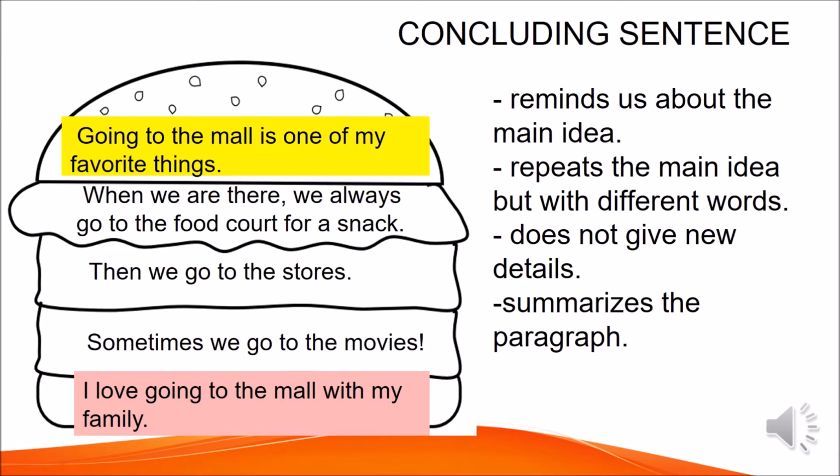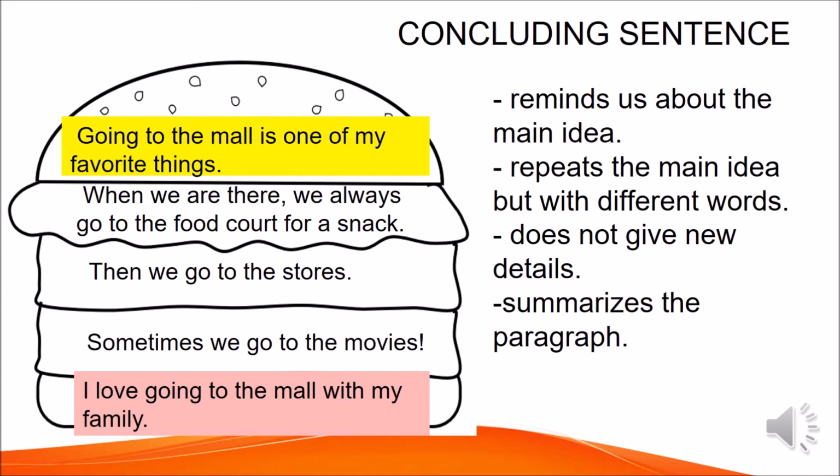The last part of a paragraph is a concluding sentence. A concluding sentence reminds us about the main idea. It repeats the main idea, but with different words. It does not give new details. It summarizes the paragraph. Remember that just as the top bun and the bottom bun of a hamburger hold the fixings together, so are the topic and the concluding sentence of a paragraph.